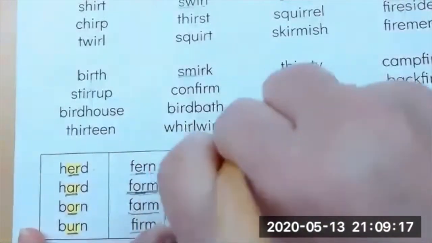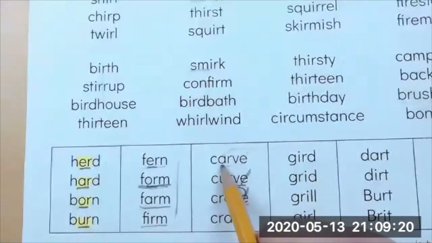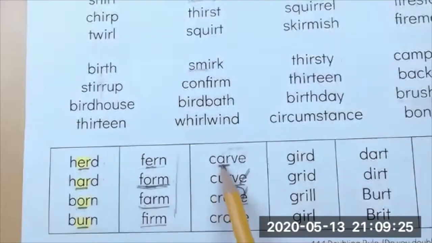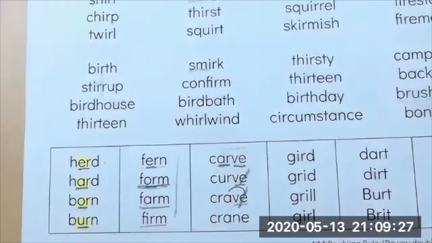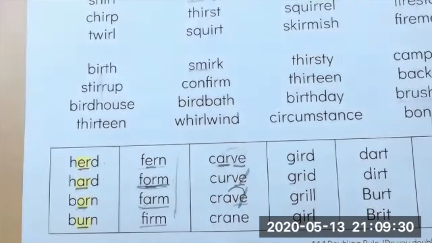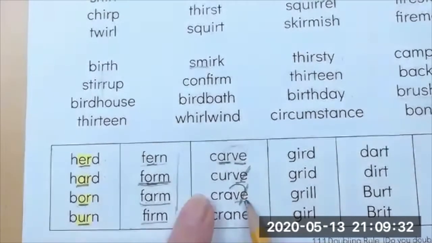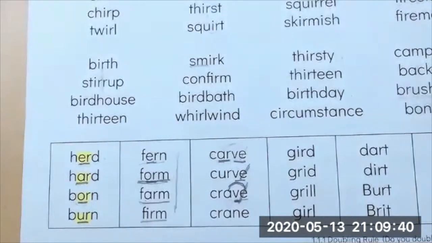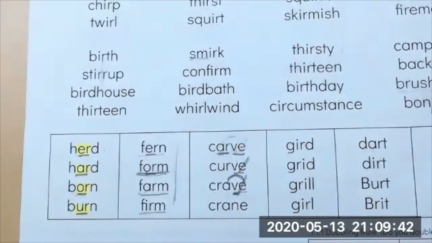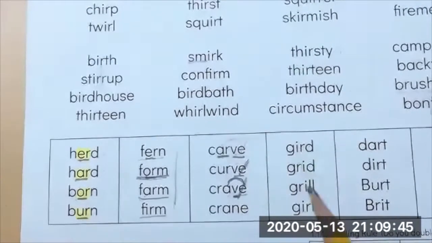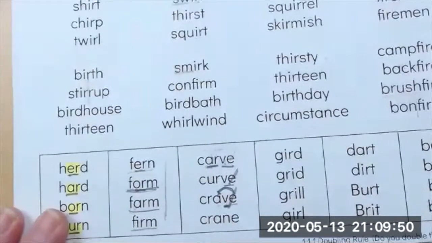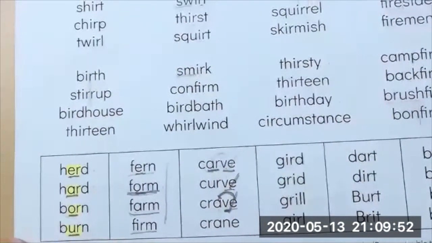So it can't make that A say its name. Oh, but I see something else. I see AR. AR says "ar". K, R. V, R, V, carve. And then you'll notice down here, E does jump over one letter to make the vowel say its name. I think I misspoke up here and said syllable instead of consonant, but you know what I mean. So E can jump over and make that A say its name.